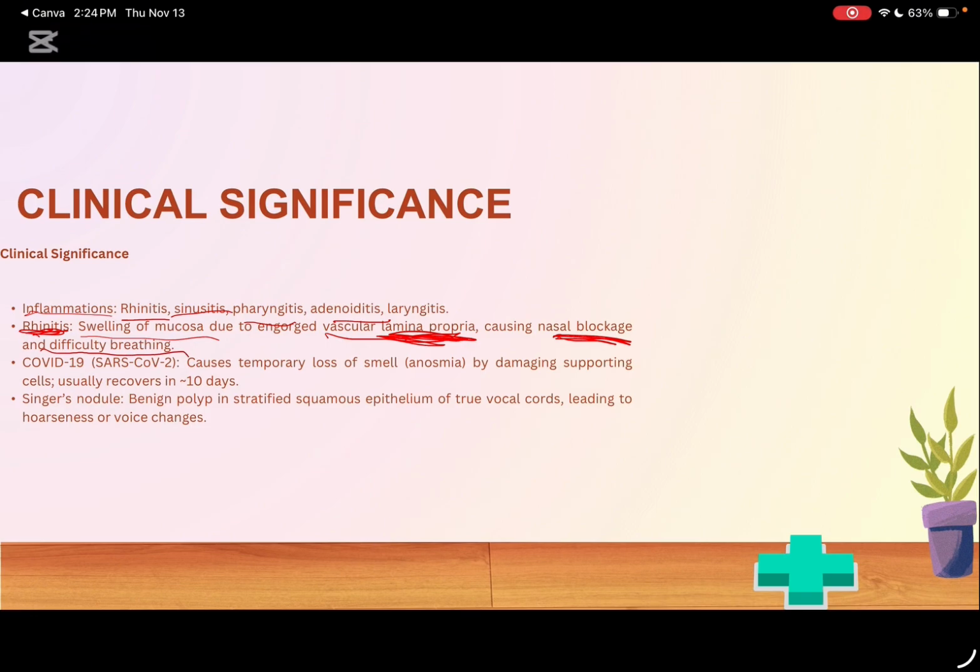COVID-19 is a good example of it, causing what? Loss of smell, and how? By damaging the supporting cells. Usually, it takes 10 days to recover from it.